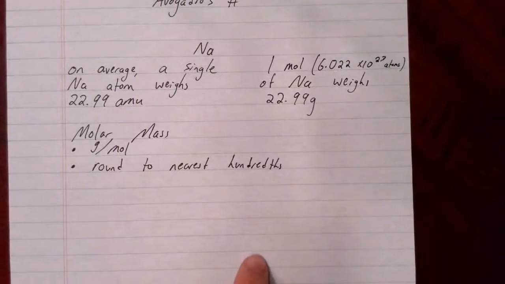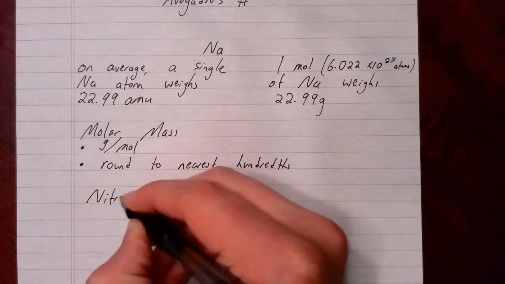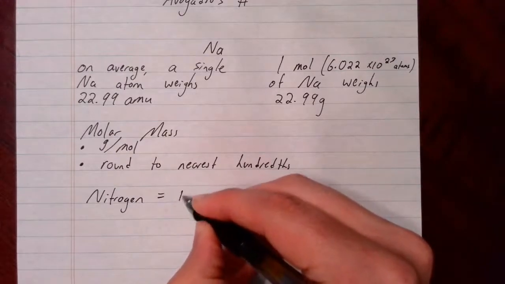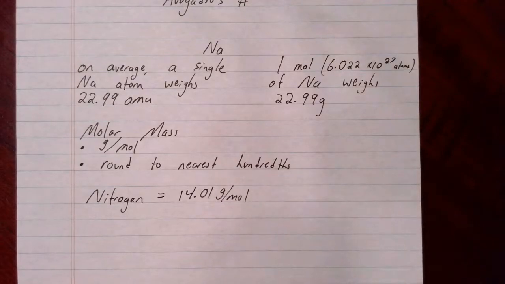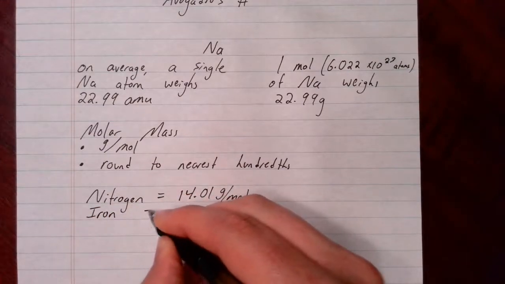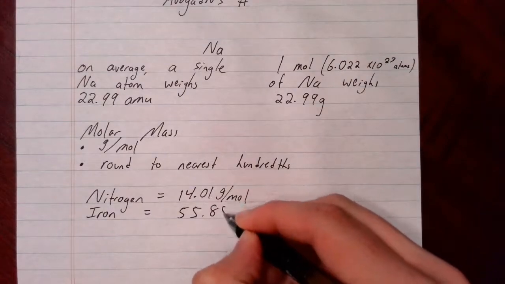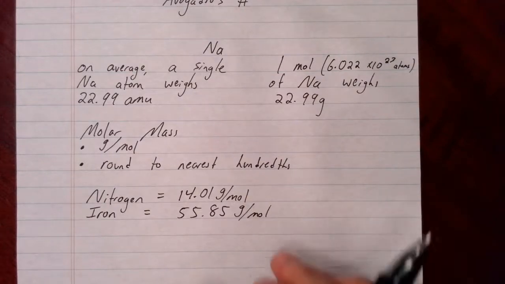So it's pretty simple to find the molar mass if it is a single atom. So for nitrogen, for example, I could look in the periodic table and I can find the molar mass is 14.01 grams per mole. I could also say the average atomic mass is 14.01 AMU. So then I could say iron, for example. I could say the molar mass for iron is 55.85 grams per mole.